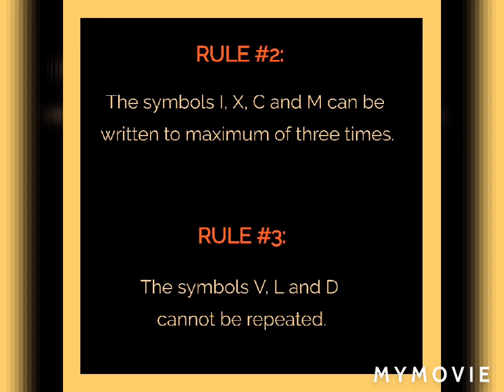Now next, rule number 2. The symbols I, X, C and M can be written a maximum of 3 times. Remember, these are the ones which are used to represent the numbers which are powers of 10. Then rule number 3, the symbols V, L, D, they cannot be repeated. So we can write them only one time in a numeral.